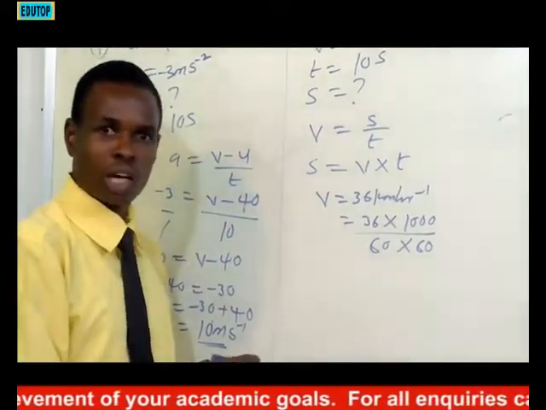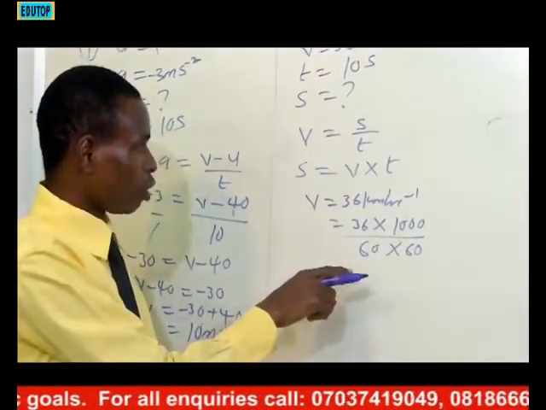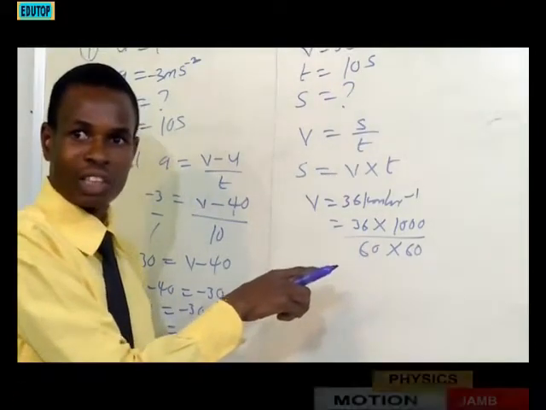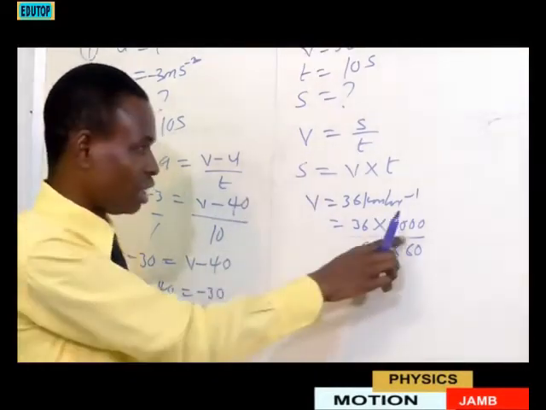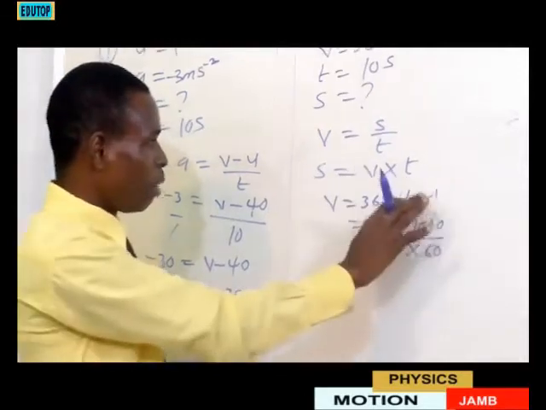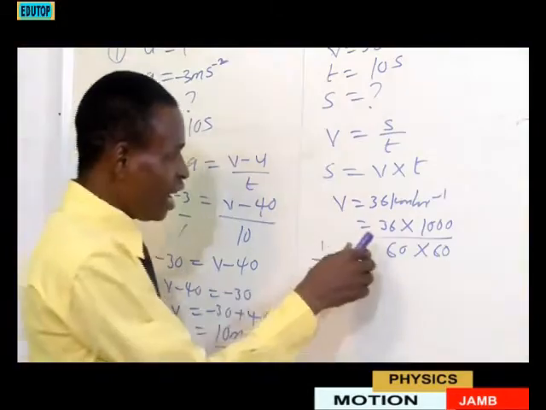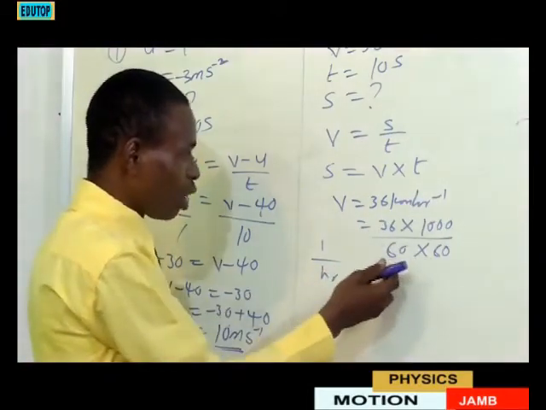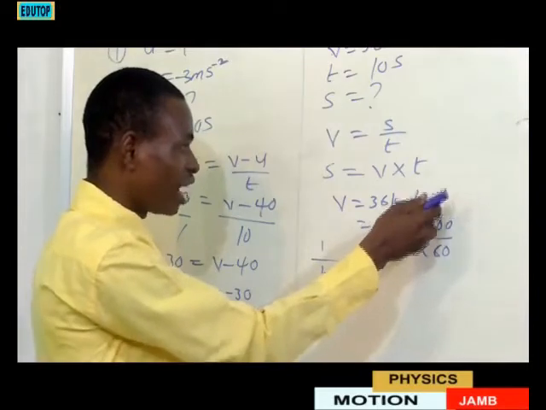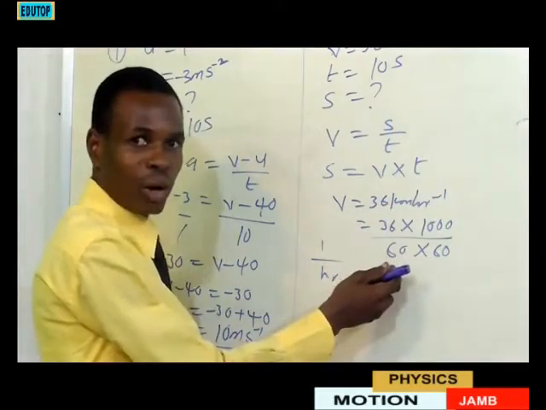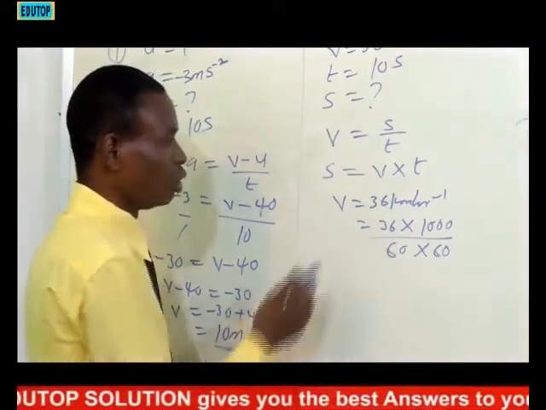Hey, you may be wondering, how do you manage to get all this? It's as simple as this. 36 km. 1 kilometer is equivalent to 1000 meters. Do you remember that? This is how we get 1000. Then per hour means 1 over hour. If 60 minutes is equal to 1 hour and 60 seconds is equal to 1 minute, then automatically to convert an hour to a second is going to be 60 times 60. So that's how it is being done. So let's start.